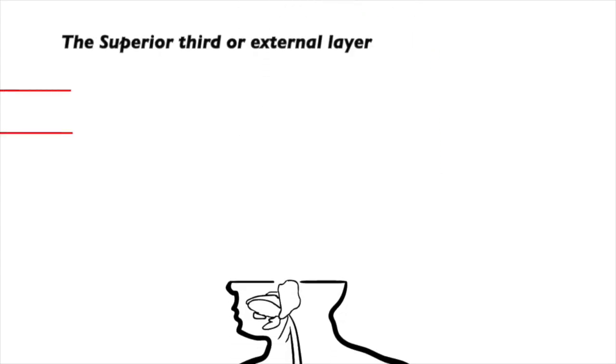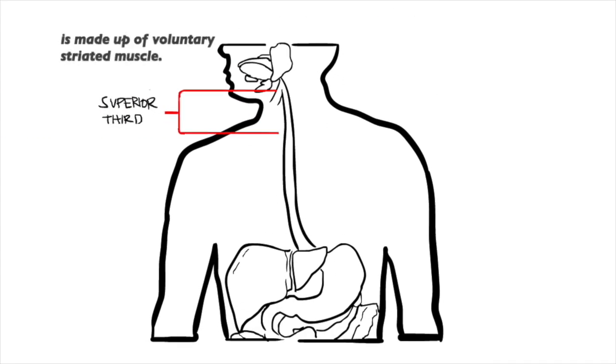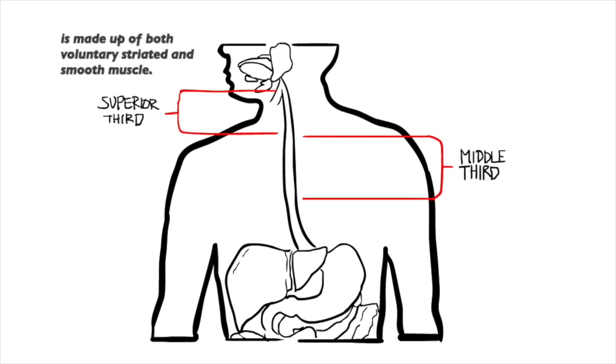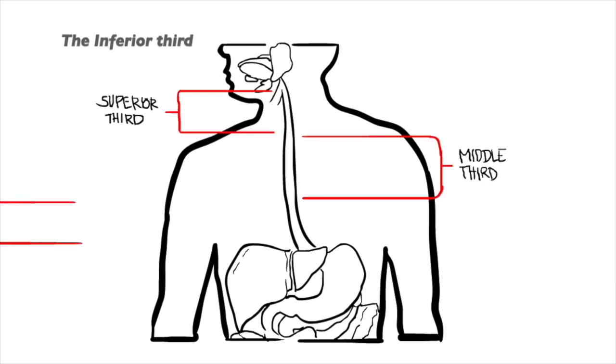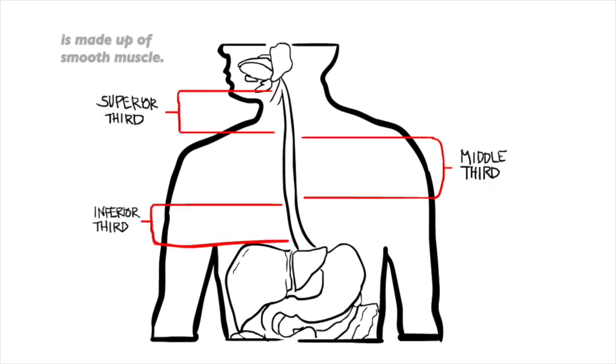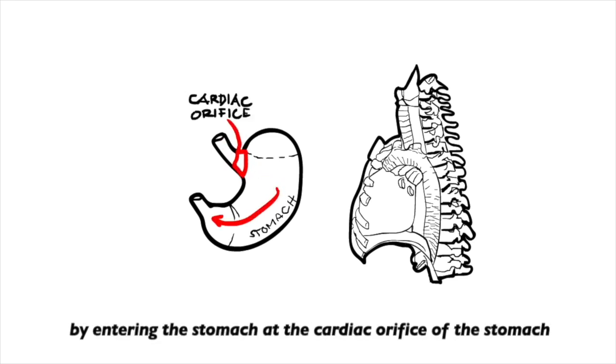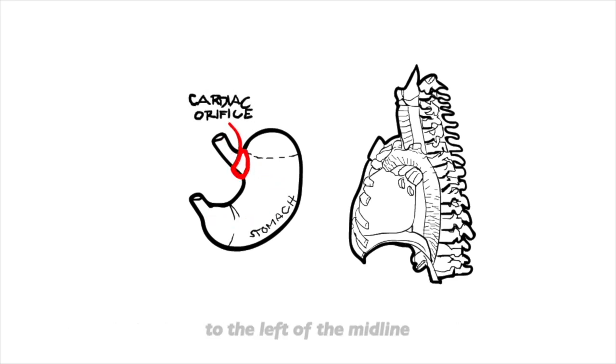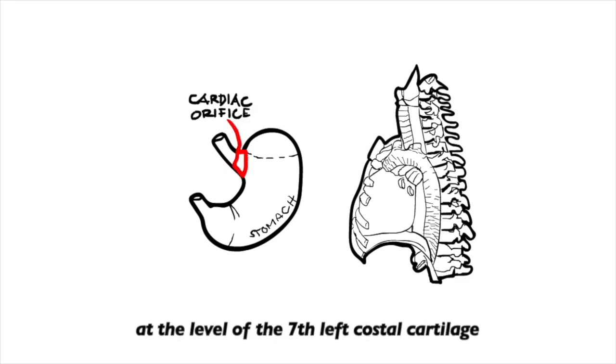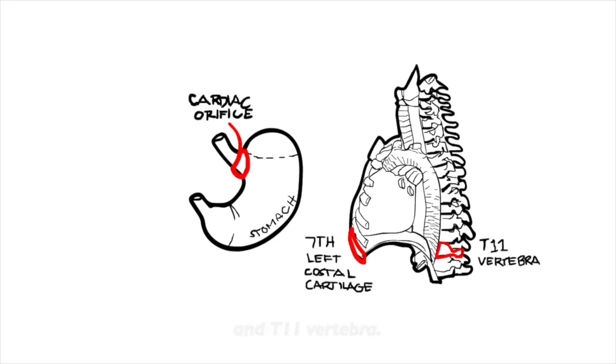The superior third or external layer is made up of voluntary striated muscle. The middle third is made up of both voluntary striated and smooth muscle. Lastly, the inferior third is made up of smooth muscle. The esophagus terminates by entering the stomach at the cardiac orifice of the stomach to the left of the midline at the level of the 7th left costal cartilage and T11 vertebra.